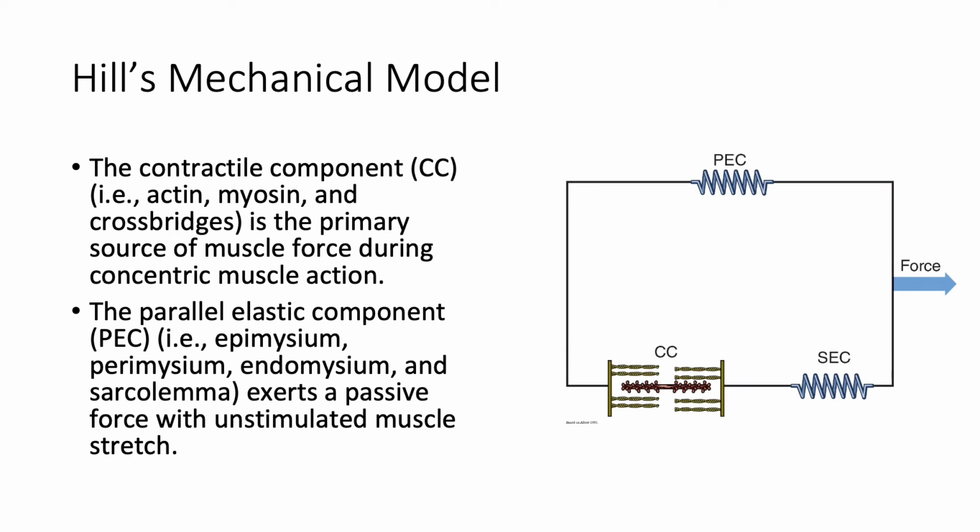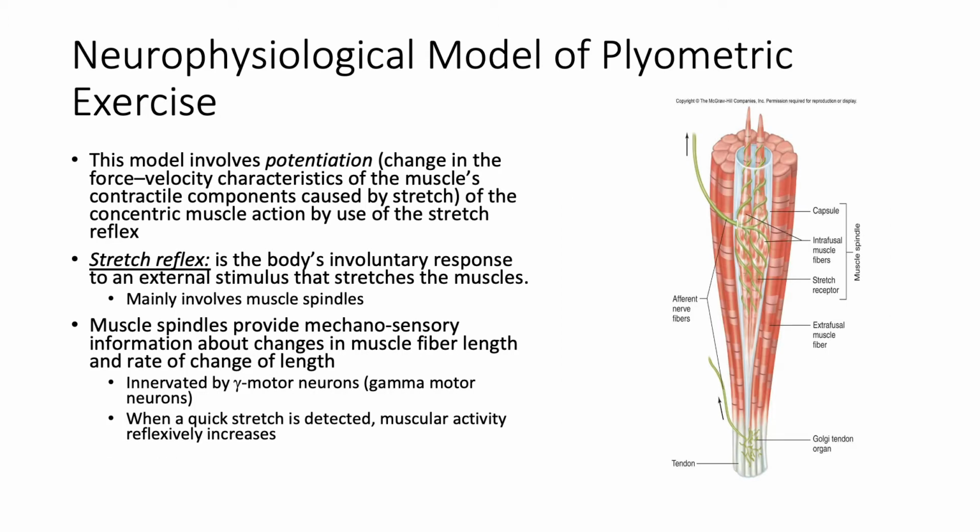Here is the mechanical model of skeletal muscle function in plyometric exercise. The contractile component consists of actin, myosin, and cross bridges, which is the primary source of muscle force during concentric muscle action. The parallel elastic component consists of epimysium, perimysium, endomysium, and the sarcolemma, which exerts a passive force with unstimulated muscle stretch. The neurophysiological model involves potentiation of the concentric muscle action by use of the stretch reflex.